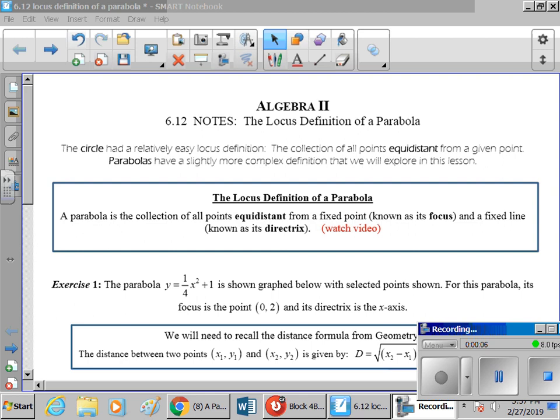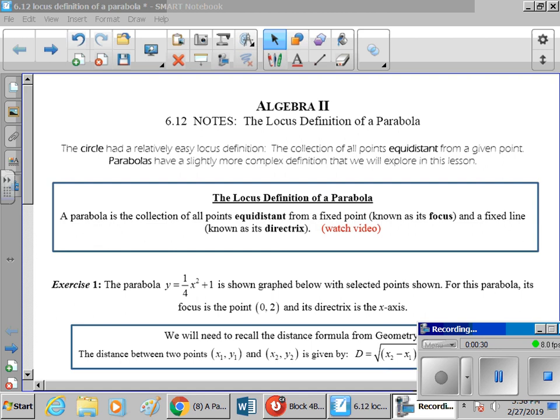This is the last lesson of Unit 6, which is 6.12, the locus definition of a parabola. Now, I'd love to spend like an hour talking to you about conic sections and where they come from, but I think that's a discussion for pre-calculus. It used to be something we had in Algebra 2, but they moved it out once the Common Core curriculum came in. But a circle has a relatively easy locus definition.